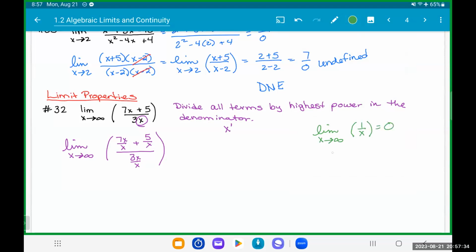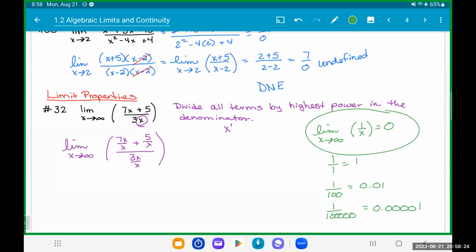Think about that, right? If I had 1 over 1, that equals 1, right? If x equals 1. If x equals 100, that's 1 over 100. So that is 0.01. Okay? 1 over 10,000, right? 1 over 100,000 is 0.00001, all those zeros, right? So as my x value gets larger and larger, my value here gets closer and closer to 0, right? So as my x gets bigger and bigger and bigger, my y gets closer and closer to 0.